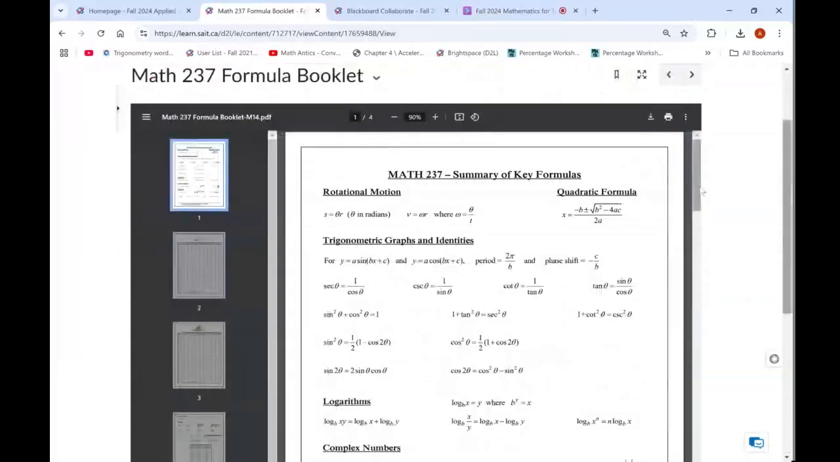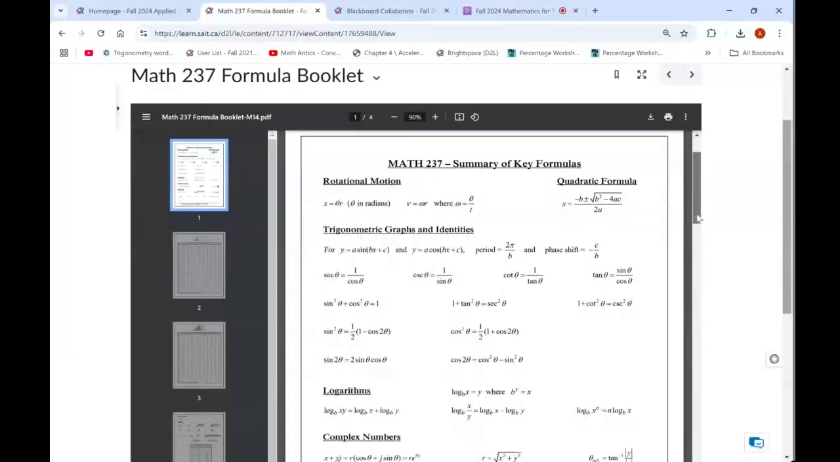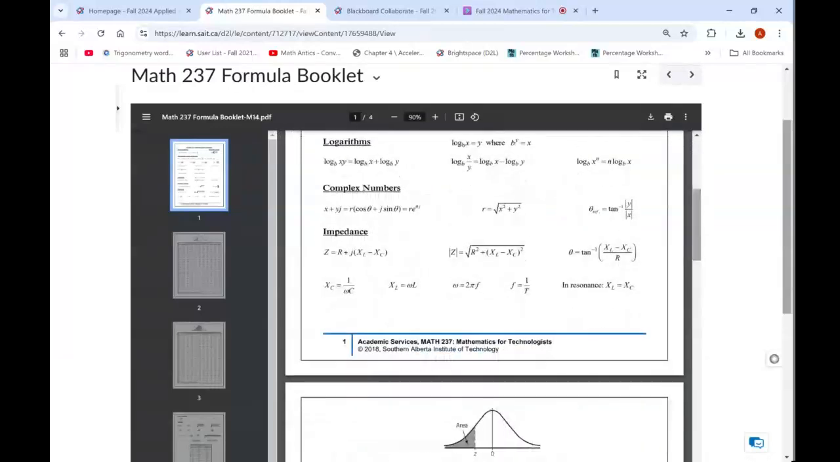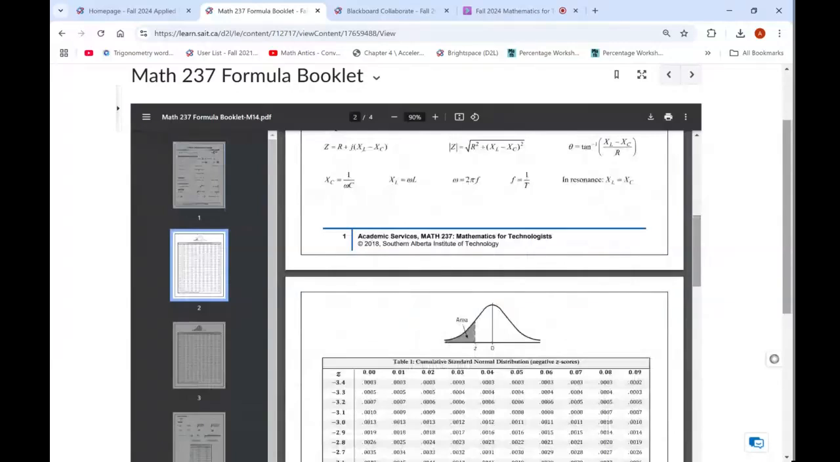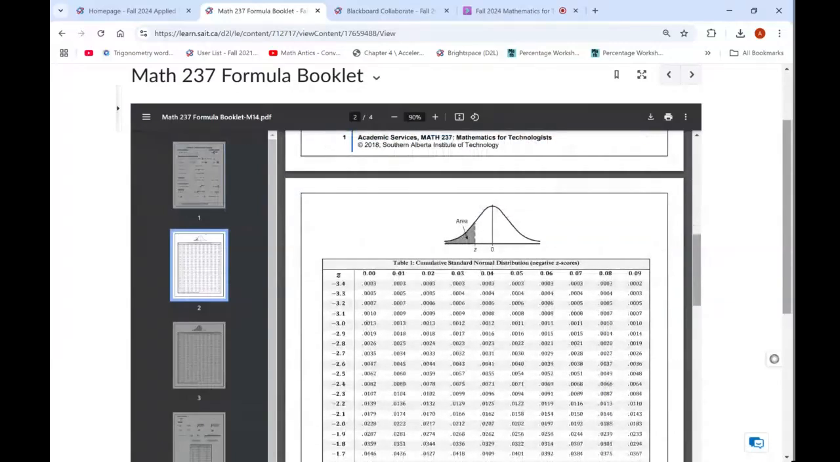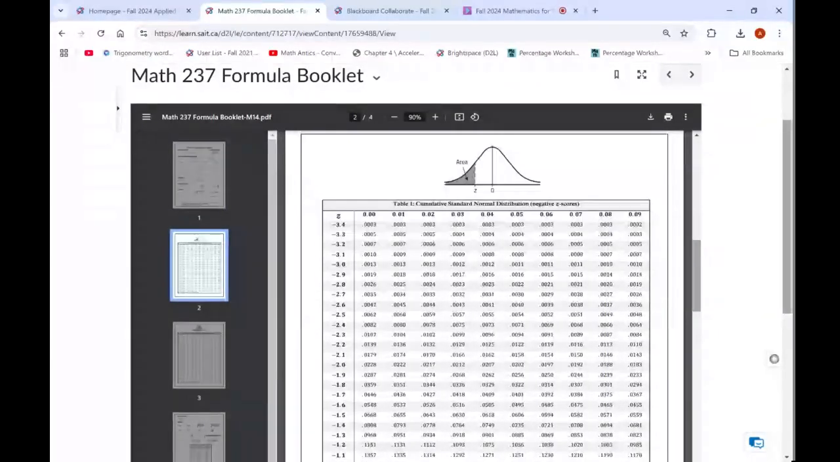All the formulas are given here. You are allowed to carry the formula booklet, and whatever formulas I previously told you, you can write down on your formula booklet. But if you are writing some extra formulas, please make sure you take my approval before using it in the final exam. All right, so this is what I was talking about.